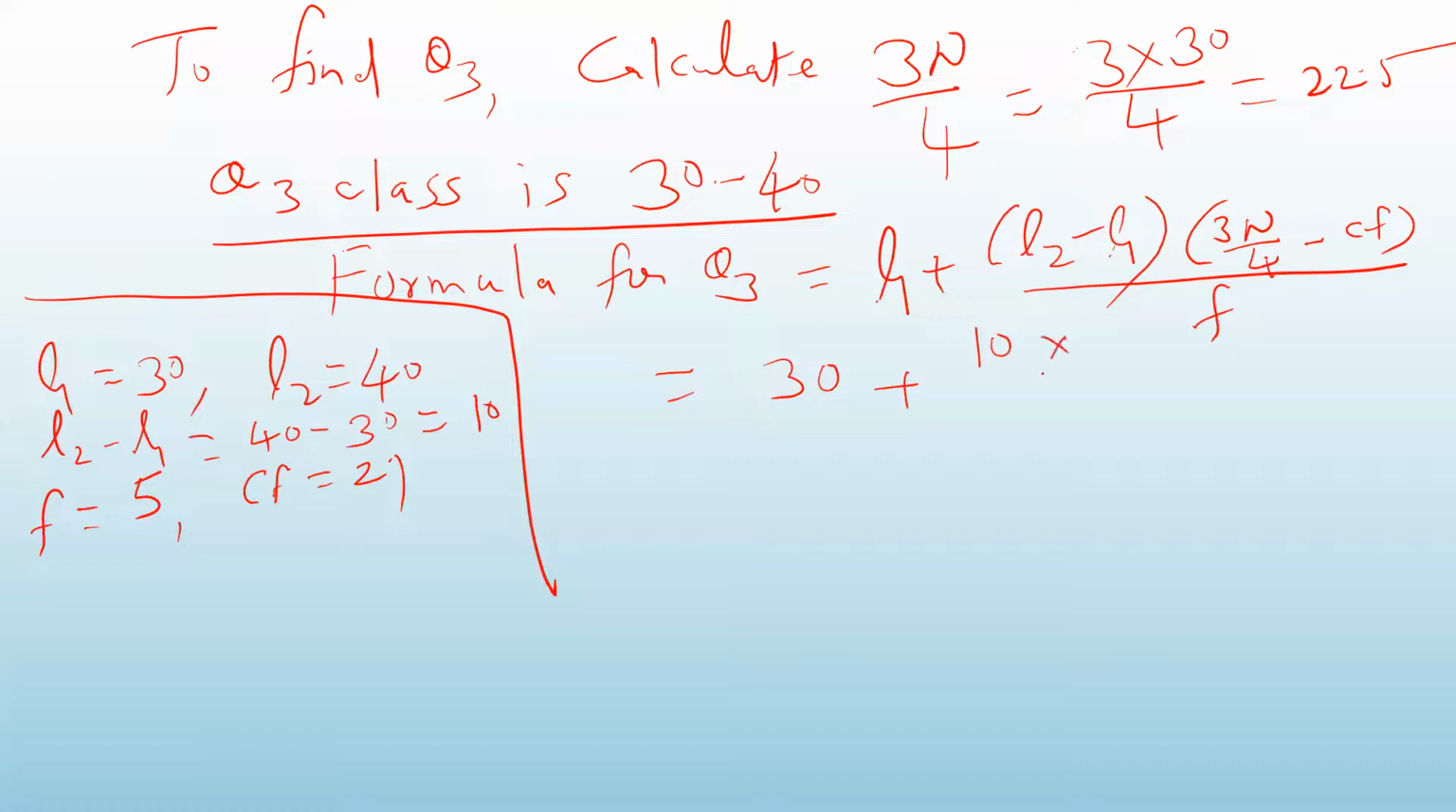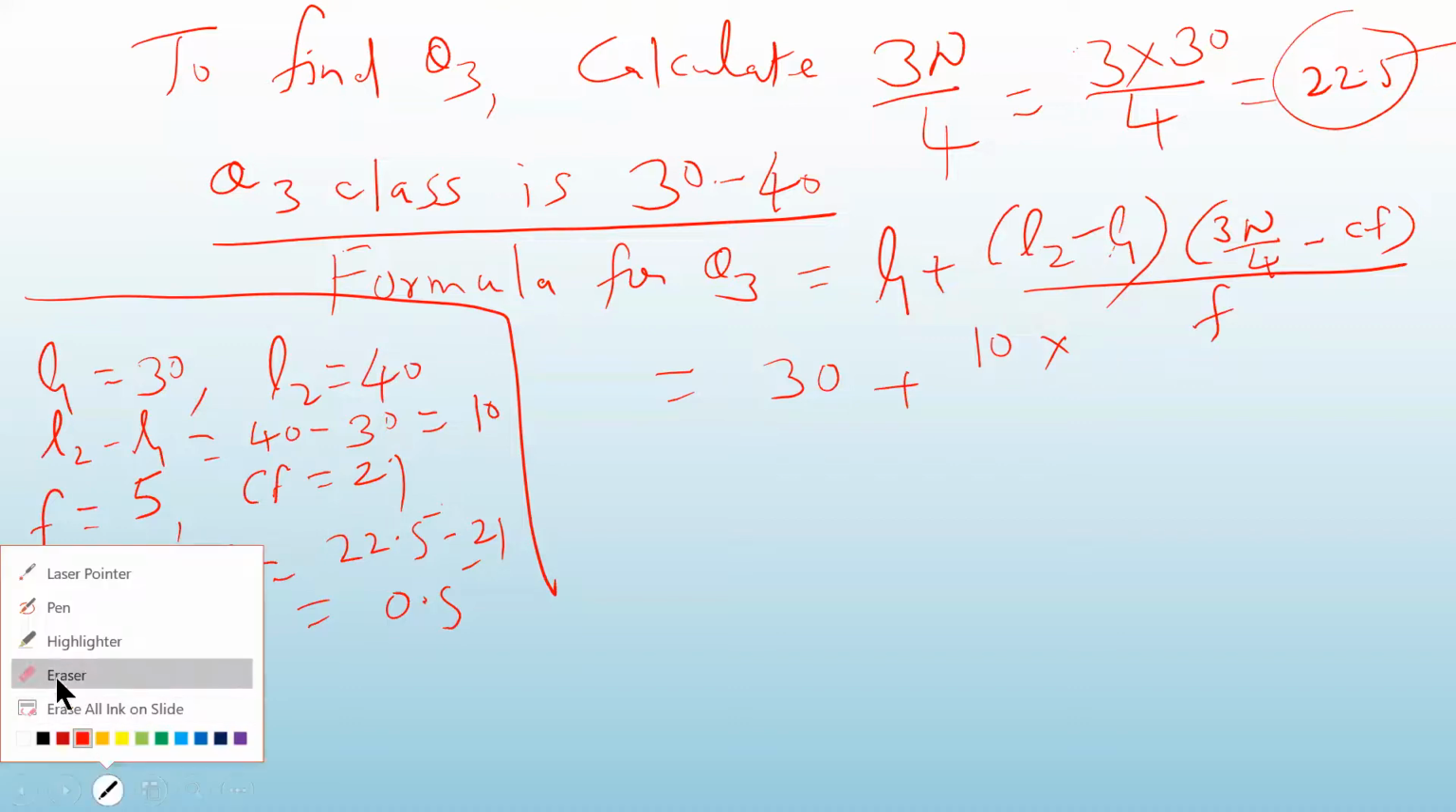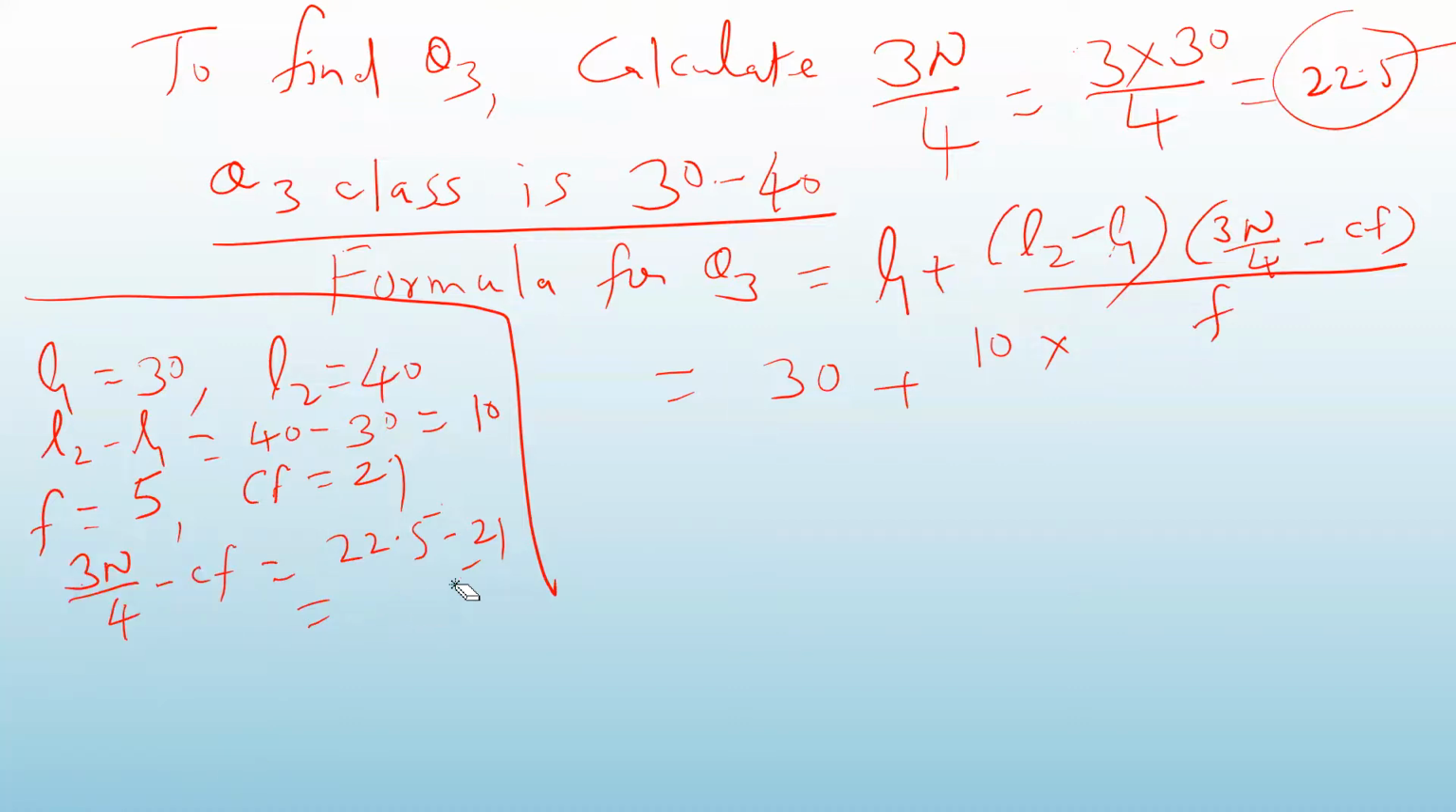Okay. ये जो second bracket है वो भी मैं यहाँ पर solve करती हूँ. 3n by 4 minus CF. What is 3n by 4? कितना आया था हमारा? 22.5. तो 22.5 minus CF is 21. कितना आएगा? 0.5? Yes or no? Why are you people not responding? Calculator लेकर बैठे हैं ना? Is it 0.5? What is 22.5 minus 21? 1.5. That is what I am telling you. तो अगर मैंने यहाँ गलत लिख दिया तो आप भी गलत मत लिख दो. You have to check. Okay?